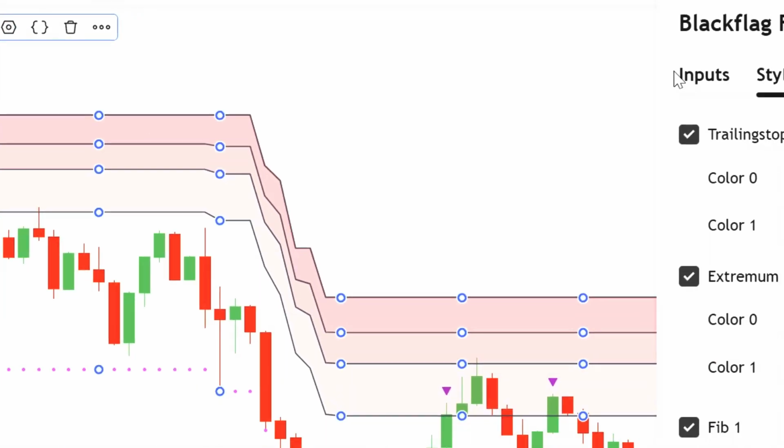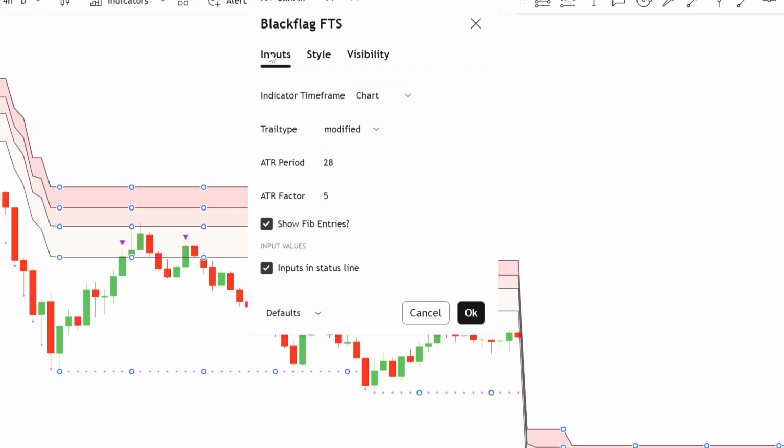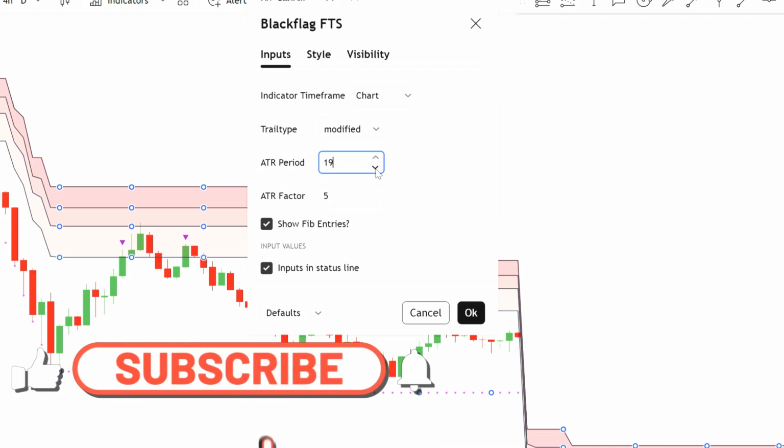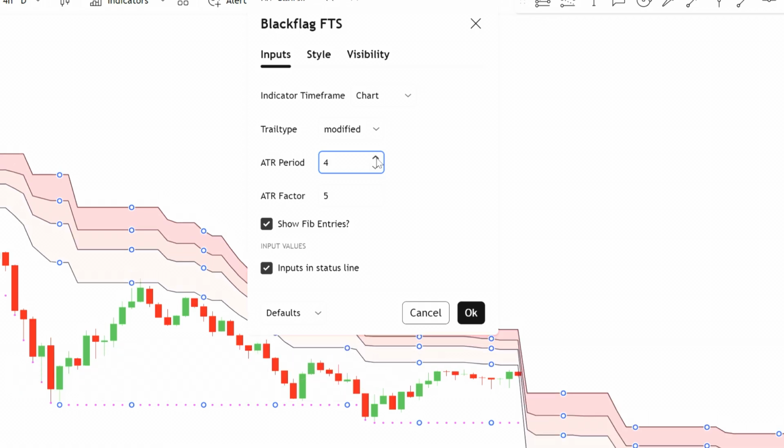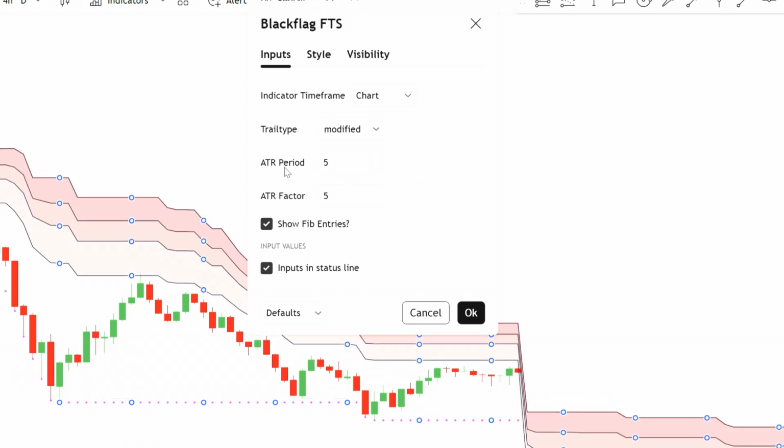First up, let's hit the inputs tab, scroll down and find where it says ATR period. You'll gotta change this number to 5. Just type 5 right there. That's for the inputs. Seriously, leave all the other default numbers in this tab totally alone. We only need to change that one.